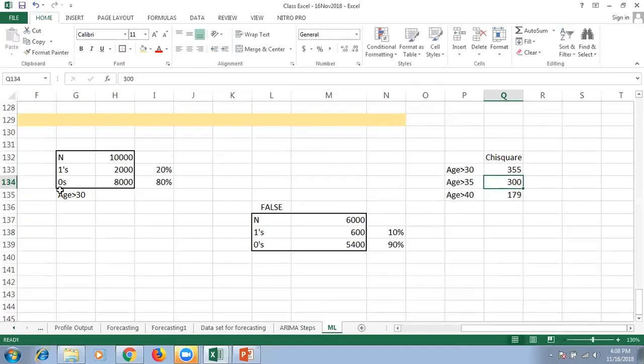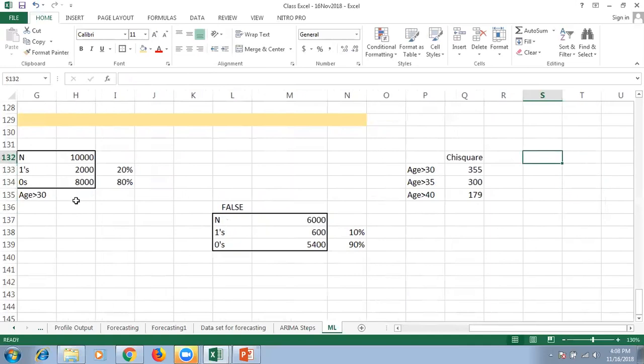So where I got age greater than 30, I got the highest chi-square value. So age greater than 30 is the best split for getting a good proportion of ones and zeros. That is nothing but where I'm able to differentiate zeros and ones. For age also I can do like this.